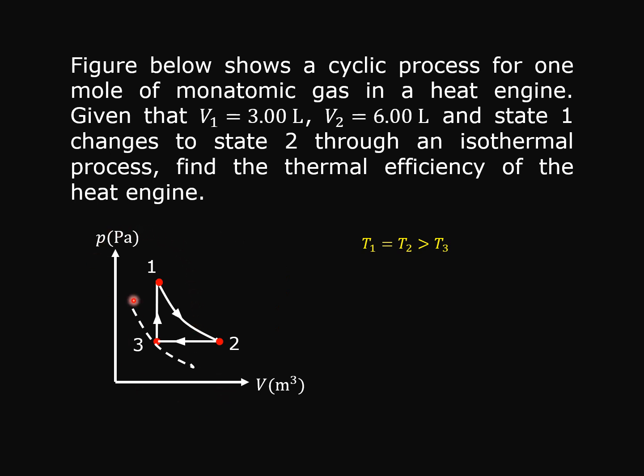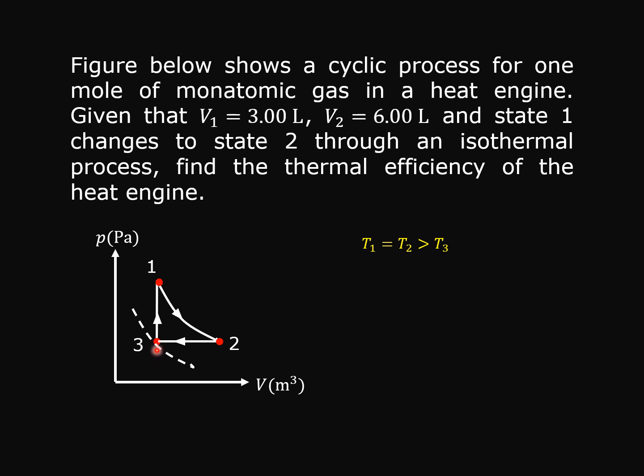The graph given is the P versus V graph, where the P is in Pascal and the V is in meter cubes. State number 1 and state 2 lie on the same isotherm, because from state 1 to 2, the process involved is an isothermal process. Therefore, state 1 and state 2 lie on the same isotherm and the temperatures are the same.